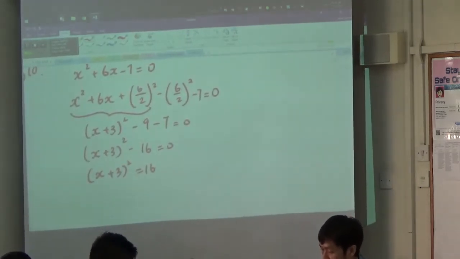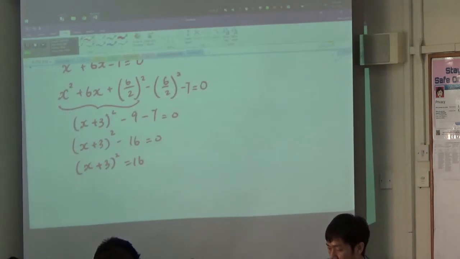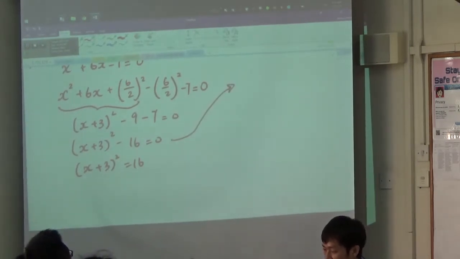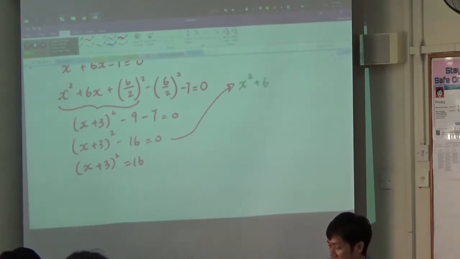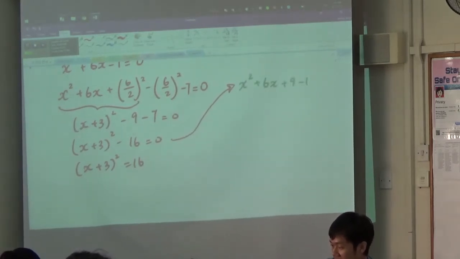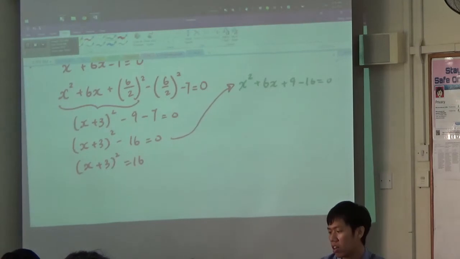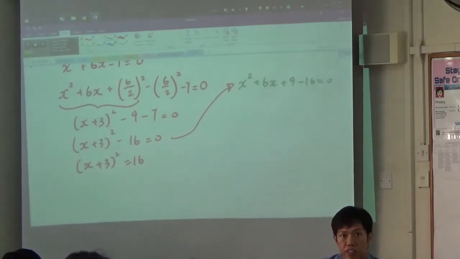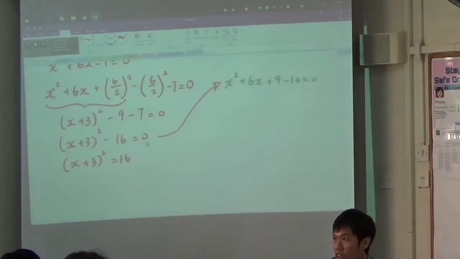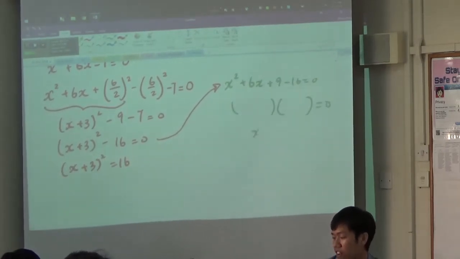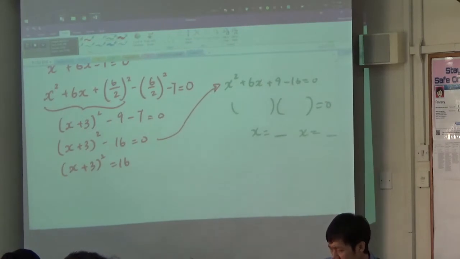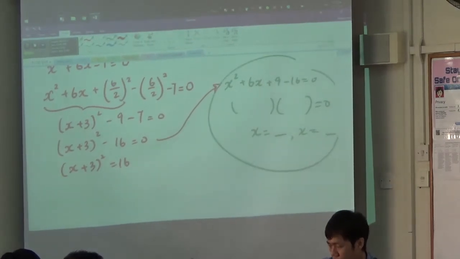But let me tell you what some students may do after they complete the square. From here, they went on to expand. x squared plus 6x plus 9 minus 16 equals 0. So what happens if they expand it back again? Then they're going to try and factorize it, equals 0, and then they'll have x equals something and x equals something. This will give you 0 marks.